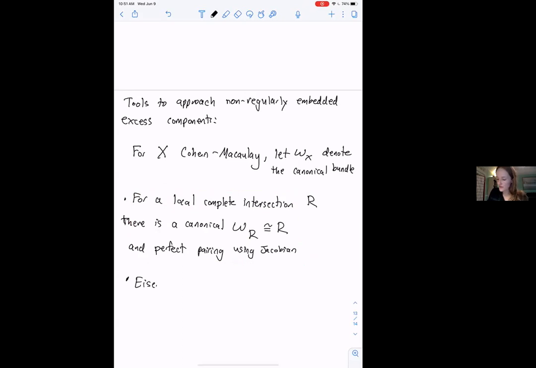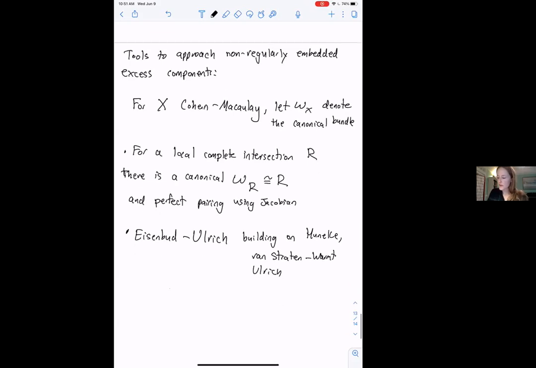So Eisenbud and Ulrich have two papers, and the first one is the work that inspired this work. So Eisenbud and Ulrich, building on work of Hunicke, Van Straten-Warmt, and Ulrich, generalized this, giving a duality result for coherent sheaves.